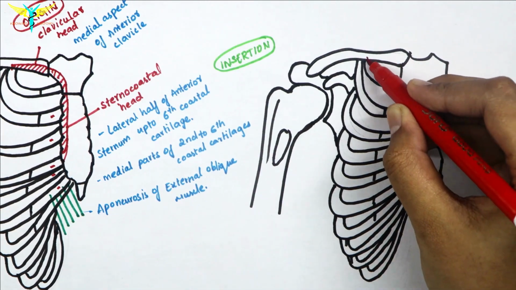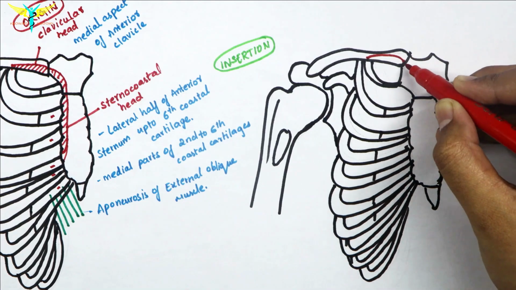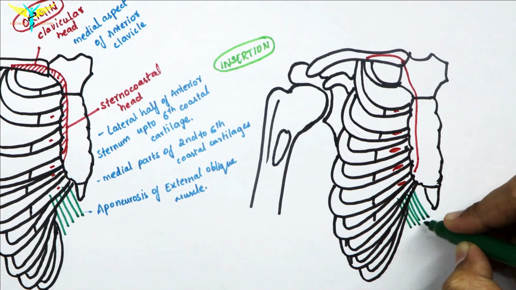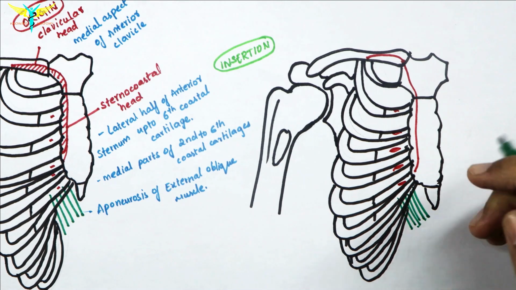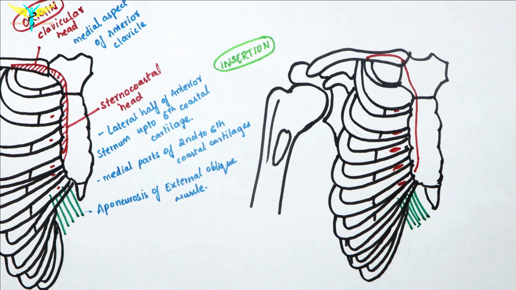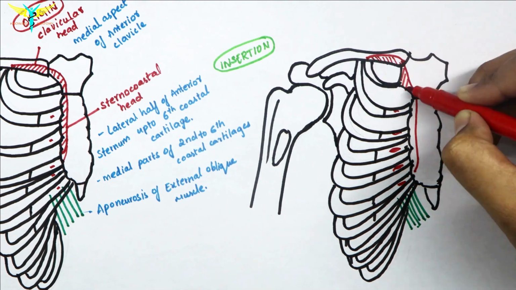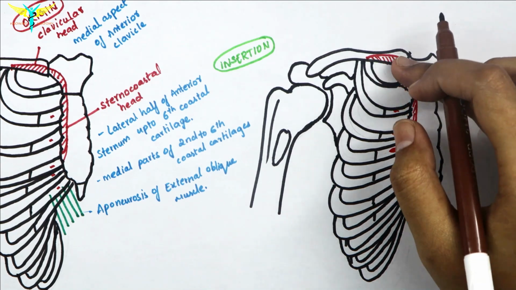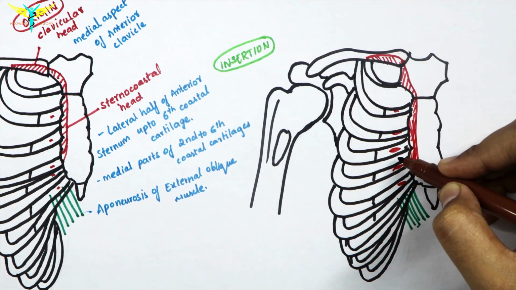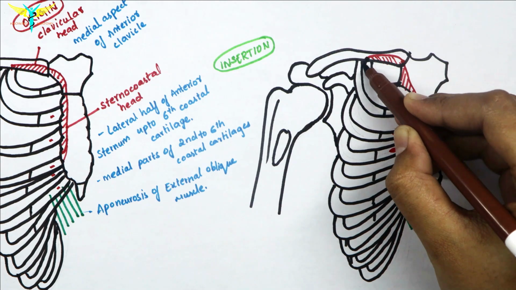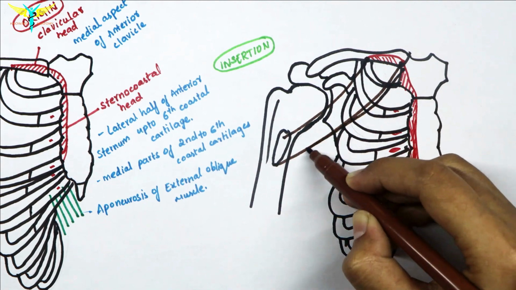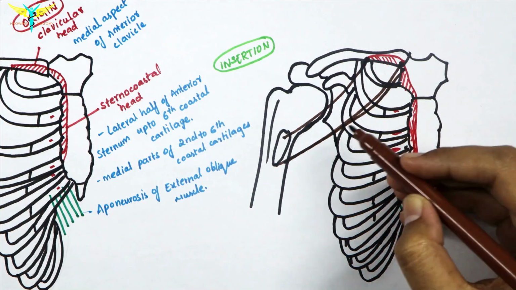So this is the origin of the pectoralis major muscle and the external oblique aponeurosis. This external oblique is the muscle of the abdomen. We will learn about it later. So the muscle pectoralis major originates as a clavicular head and the sternocostal head. So this is the clavicular head and from here starts the sternocostal head.